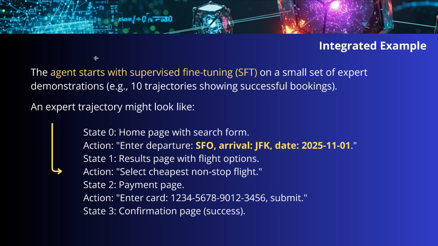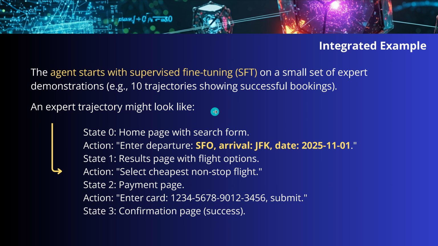And an agent, if it has contact with an environment, we have to provide the agent with some knowledge. So we have to supervise, fine-tune it on a small set of expert demonstrations. Let's say 10 trajectories, 10 human trajectories, showing how the system can do some booking, a flight booking. So those are the expert trajectories.